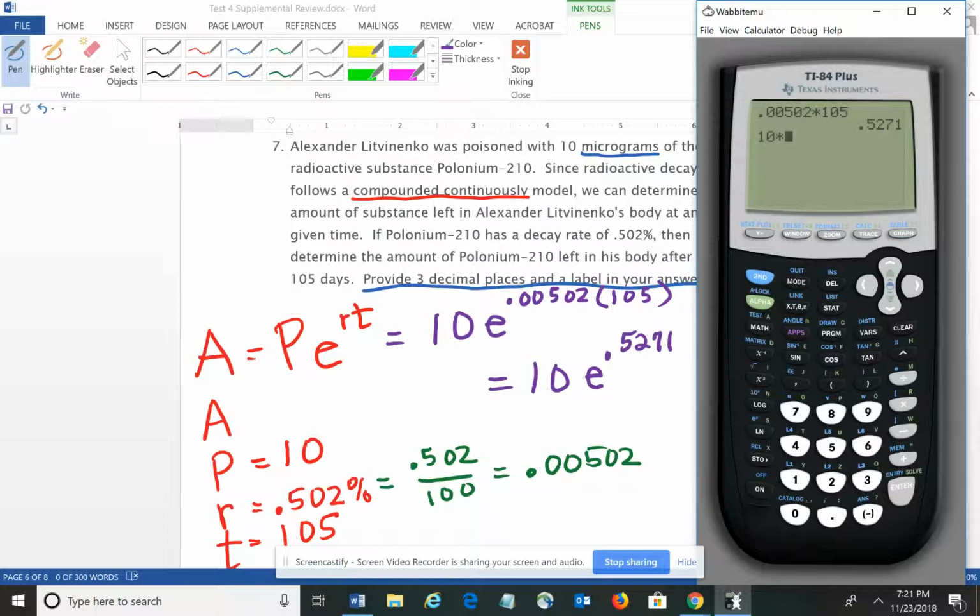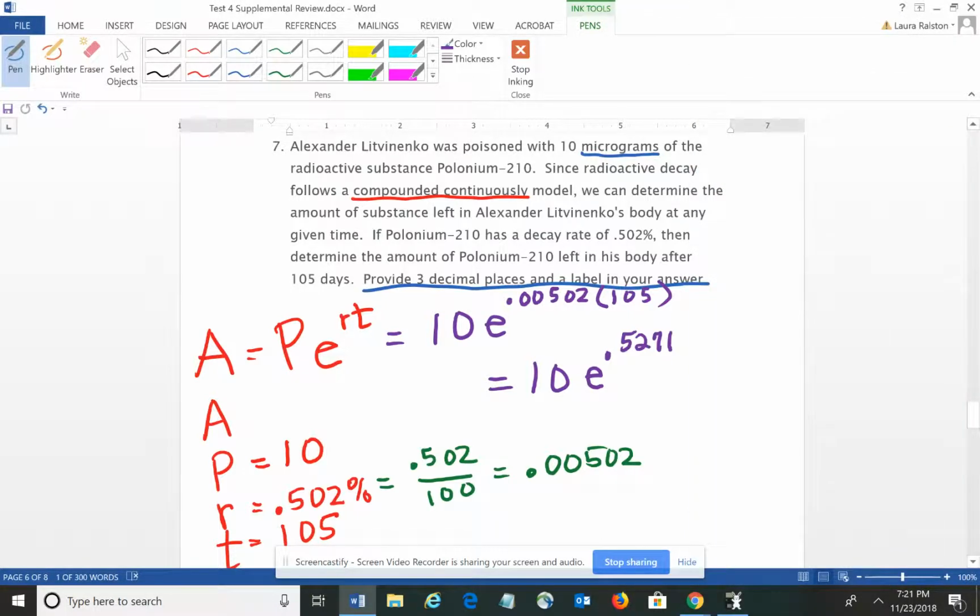Okay, so then it becomes really a straight calculator problem, because I can type 10 times, and to get e, you press the blue second button and LN, and the little e appears. We put the exponent, 0.5271. I'm going to close the parentheses, hit enter, and I get 16.940. So again, it wants 3 decimal places, so I'm going to write 16.940, and it also wants the units.